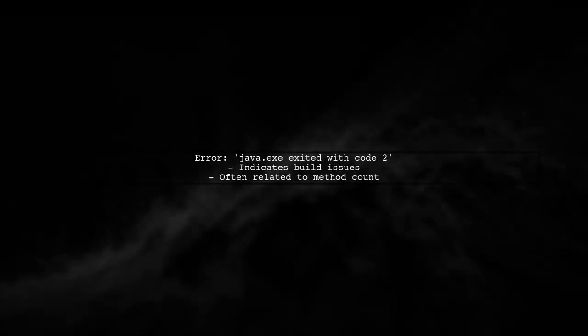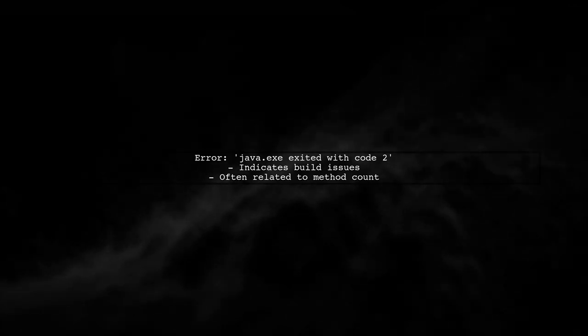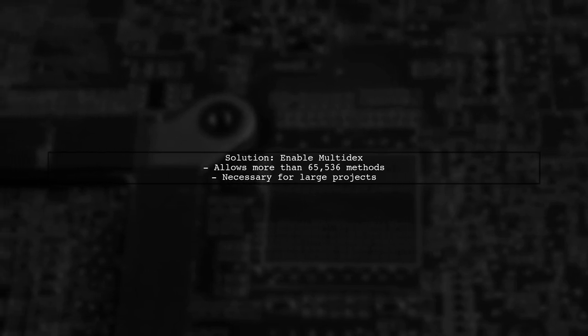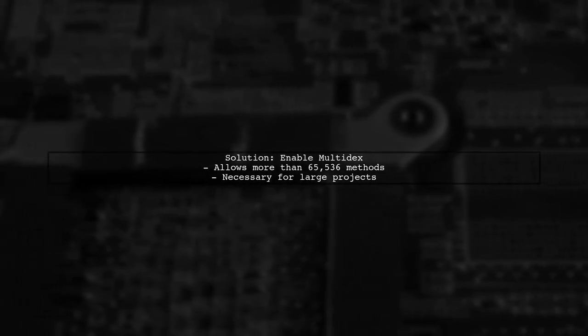Now, let's continue on. If you're encountering the error, java.exe exited with code 2, in your Xamarin.Android project, it often indicates an issue with the build process, particularly related to the number of methods in your libraries. One common solution is to enable multi-dex. This allows your application to exceed the 65,536 method limit imposed by the DEX format. Let's go through the steps to enable multi-dex in your project.